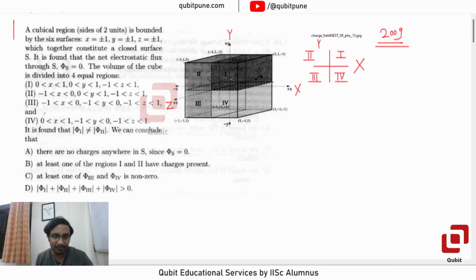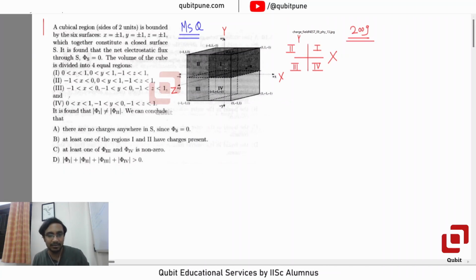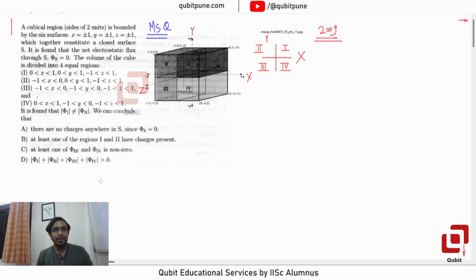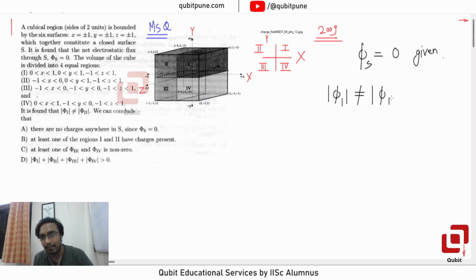It is, by the way, a multiple select question. So we have to consider the validity of each and every option. What is given to us is phi S is equal to 0. But additionally they have also given that mod of phi 1 is not equal to mod of phi 2.